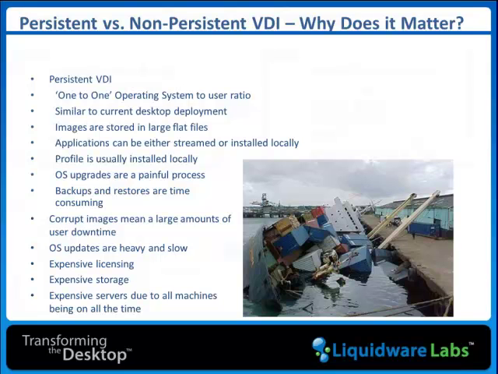Licensing is going to be expensive because we're basically making all of those applications available on all the systems at once as opposed to worrying about concurrency. And storage, we're doing the same thing. We're having every single one of our machines live and on all the time just in case there's an update that they need to get. And as a result, our servers, because they have to house all this information, are going to be expensive as well. We want to try to eliminate that if possible.